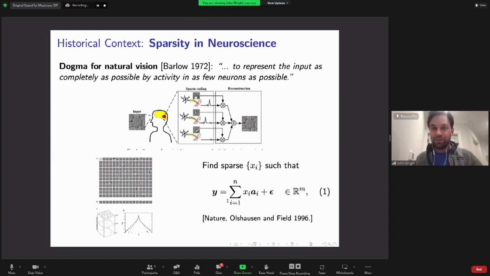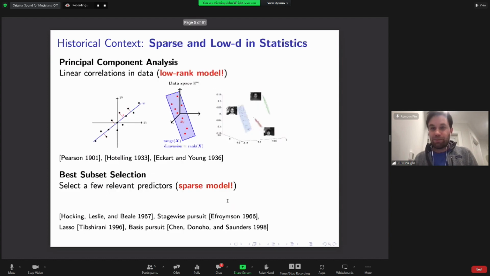This is very fundamental in neuroscience, right? A lot of how we understand the early layers of the brain, say in the visual cortex, is in terms of sparsifying images, right? Looking for an efficient representation of the sensory input. And of course, sparsity and low dimensionality also play a very, very fundamental role, both in classical and modern statistics.